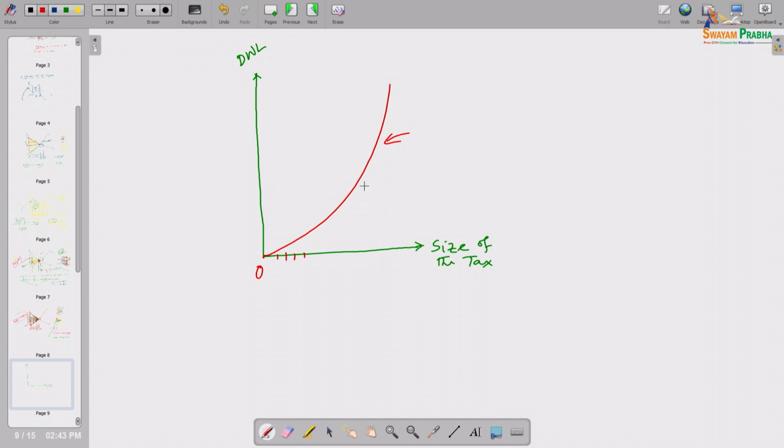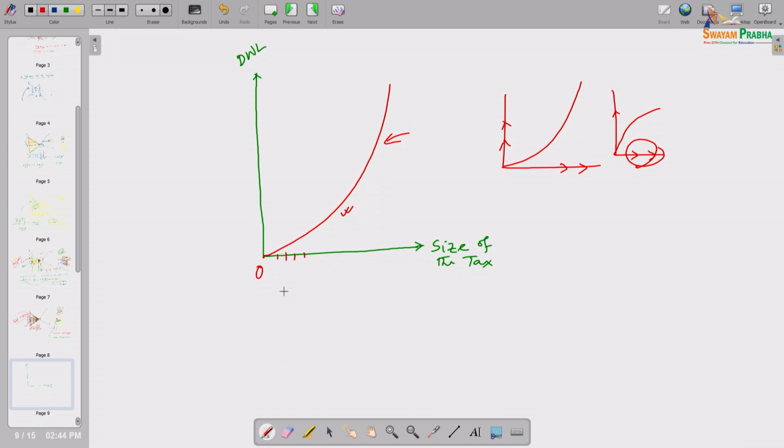This kind of diagram means the rate at which the horizontal axis variable is increasing, the vertical axis variable is increasing at a much faster rate. Vis-a-vis, if we have this kind of diagram, the rate at which the horizontal axis variable is increasing, the vertical axis variable also is increasing, but at a lower rate than the horizontal axis variable's increment rate. So, here we are seeing that dead weight loss is increasing at a much faster rate than the tax size.